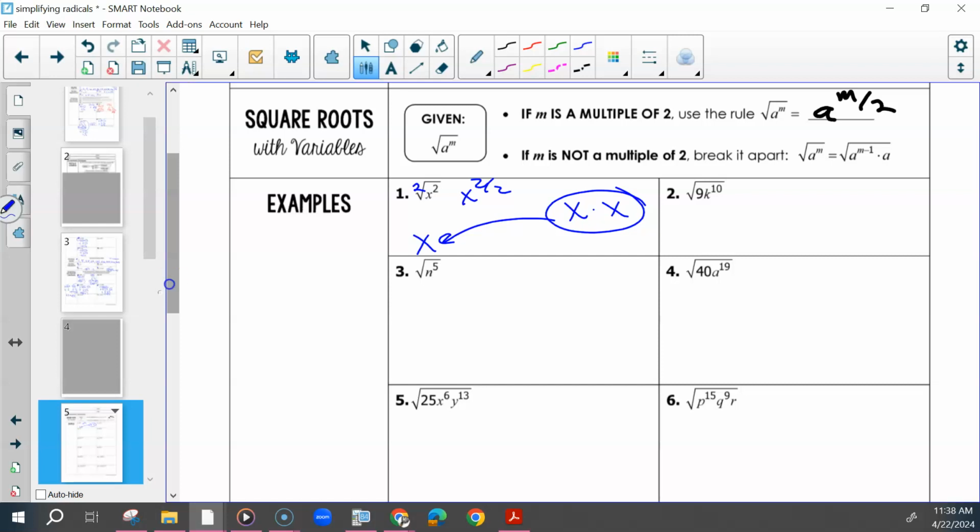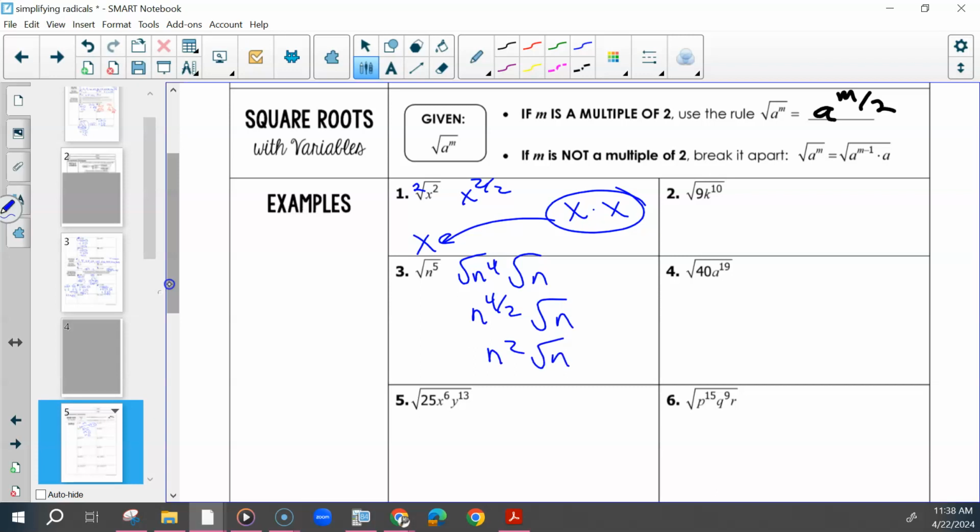So we're going to do all 3 of these. 5 is not a multiple of 2. So I could use this rule. And I know 4 is a multiple of 2. So I could change it to n to the 4th times n. Because that would be the same thing as n to the 5th. And then I could use this rule and say n to the 4 over 2. Which would be n squared times the square root of n.